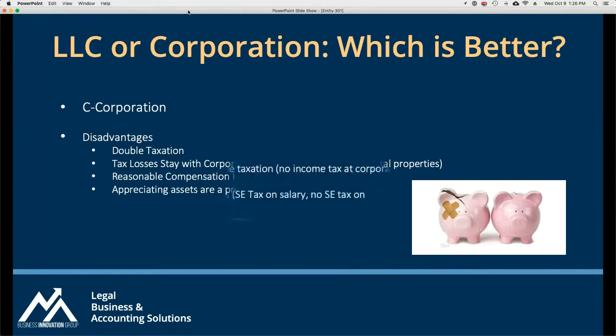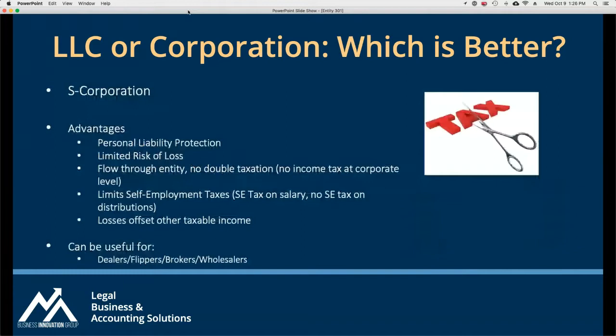So with that, let's talk a little bit about S corporations. Again, going back to the advantages, it's still a corporation, so the personal liability protection is unparalleled, right? Again, hundreds of years going back to English common law, saying that those corporations are going to be protected. There's limited risk of loss associated with that because of that liability protection. An S corporation is what they call a flow-through entity, which means that there's no double taxation, right? So we get rid of the double tax problem of the C corporation.